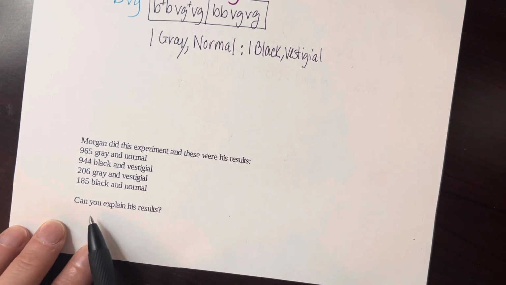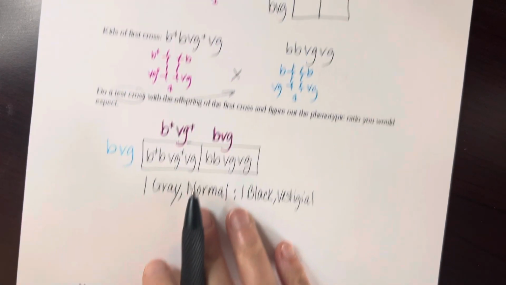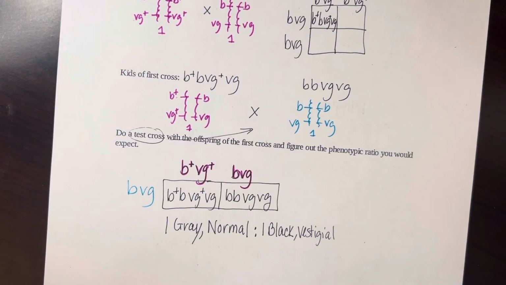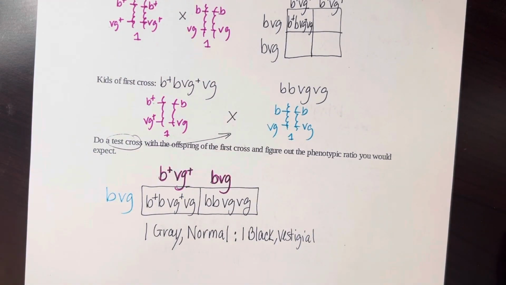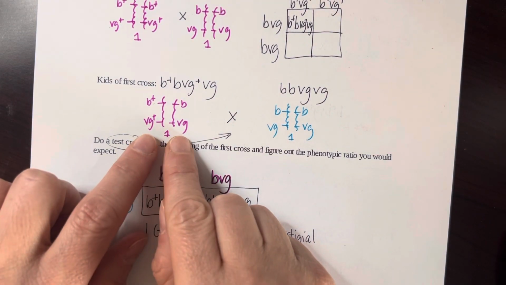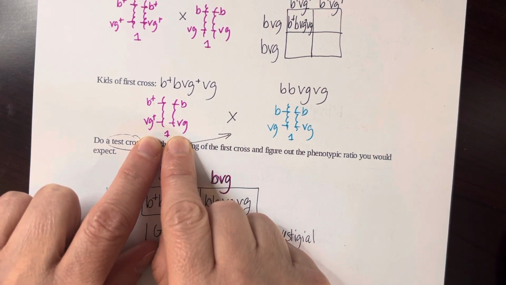So it says, can you explain his results? Thinking back on meiosis and doing the meiosis drawing, what happens during meiosis that can switch up genes? What happens is crossing over. So I want to show you what happens when crossing over occurs. Let's look at these two, if crossing over occurred here.